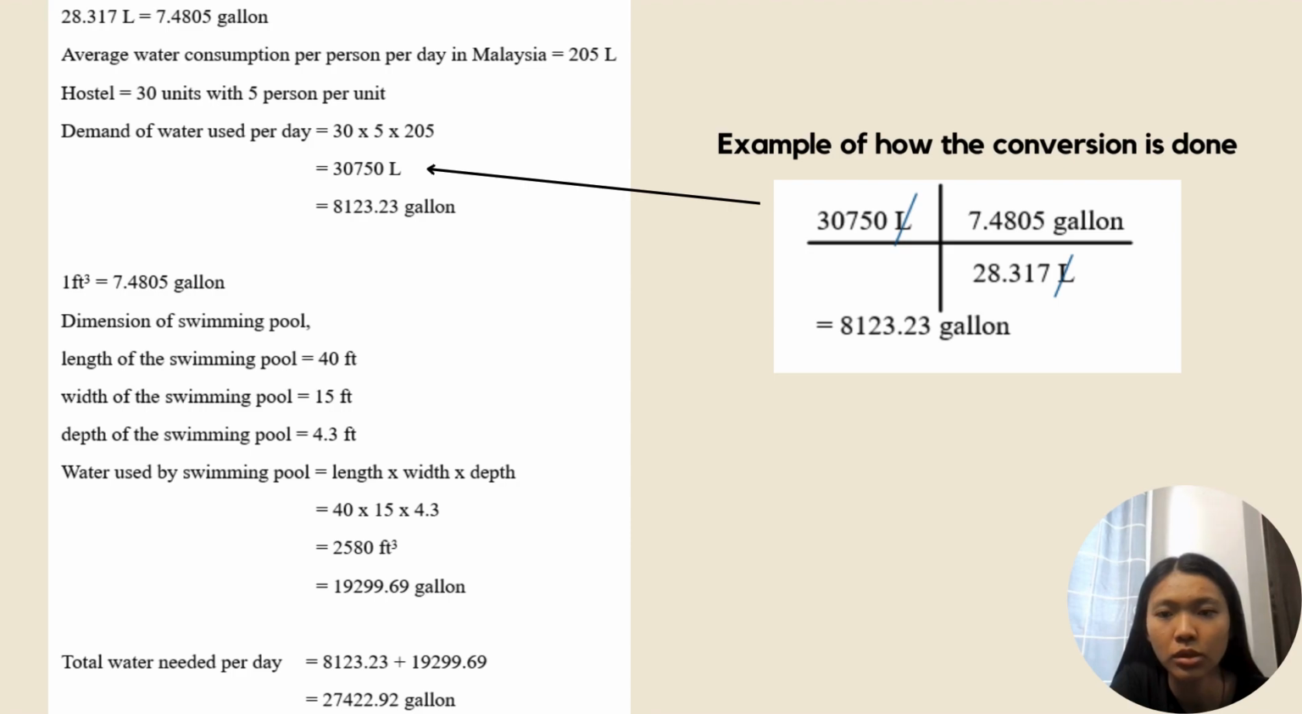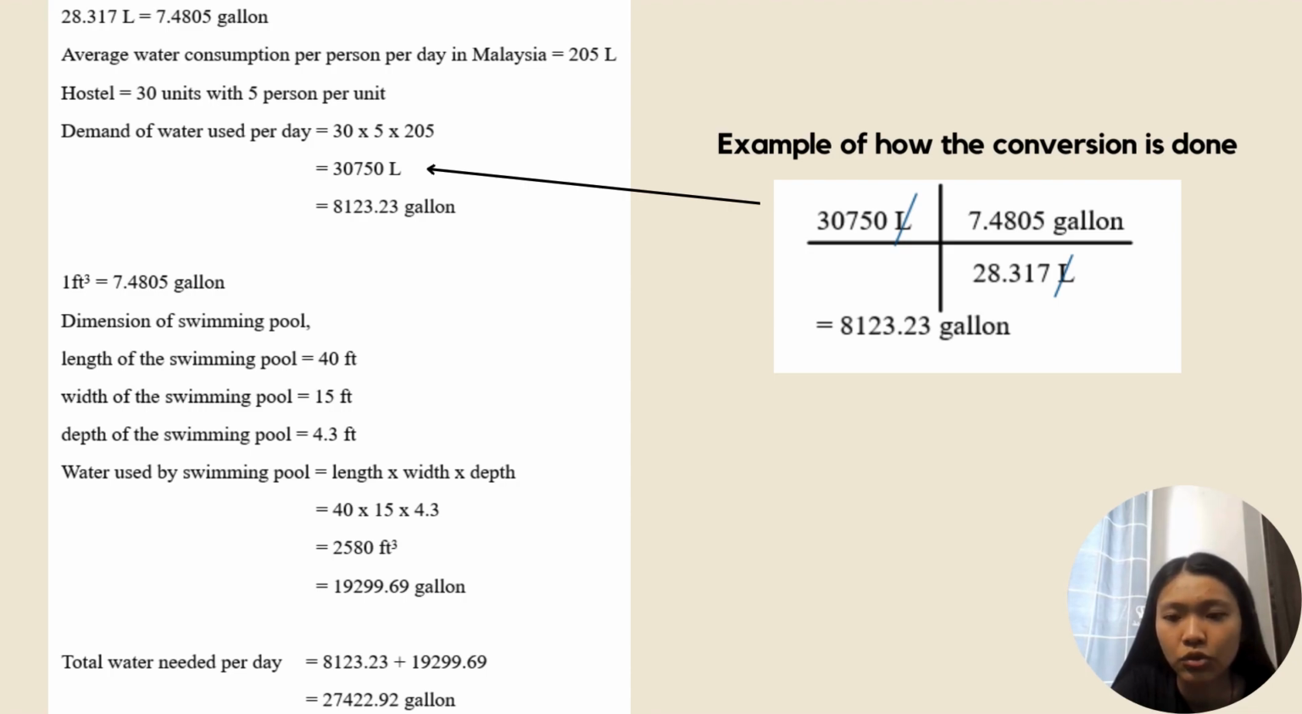The conversion unit is made, which is 28.317 liters equals 7.4805 gallons. The average water consumed per person per day in Malaysia is 205 liters. The hostel has 30 units with 5 persons per unit. The demand of water used per day is the 30 units times 5 persons per unit times the average consumed per person per day, which is 30750 liters, and we convert it to gallons.